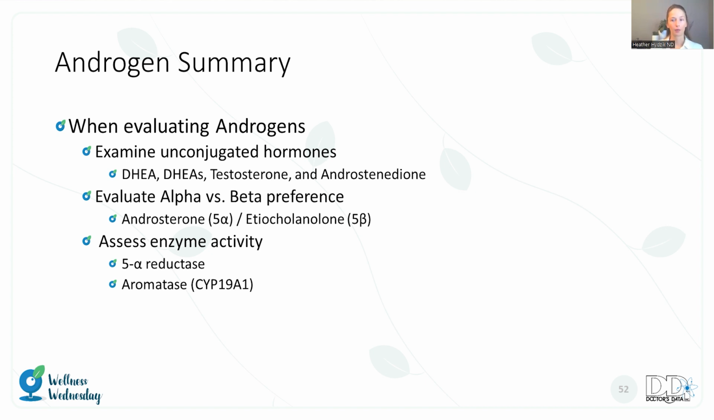These are the analytes and ratios you look at in the androgens section, and you'll be viewing these results through the lens of the patient's symptom picture, especially things like hirsutism in females, erectile and lower urinary tract dysfunction in males, trouble losing weight, and more.